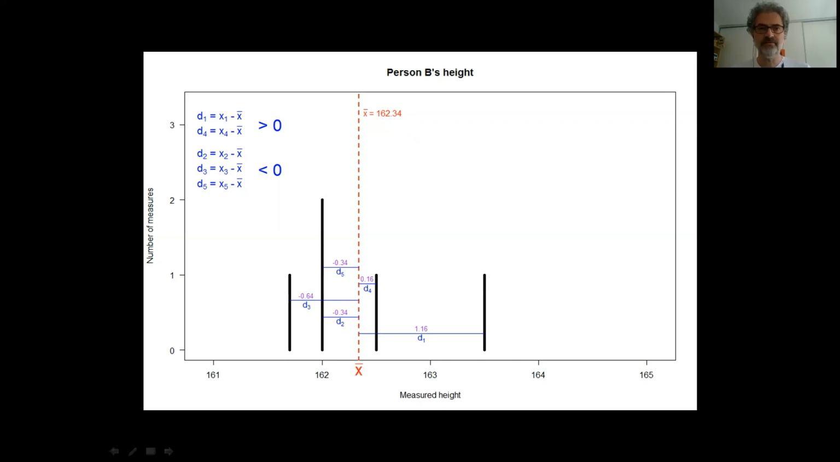If there is a lot of variability in the data, these distances will be large. So the deviations will be big numbers. If all the data are close to one another, so there is little variability or little dispersion, then these deviations will be small numbers. So the idea is to try and quantify the variability by using the information from the deviations.